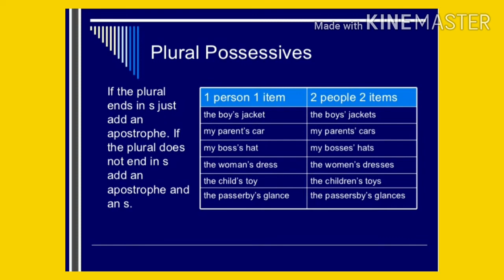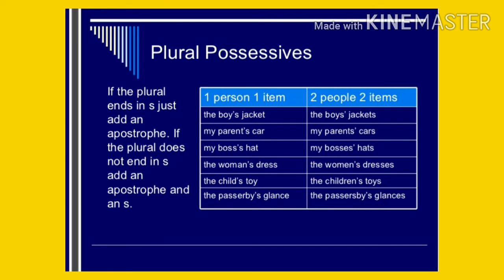Now let's have a recap and a revision with the plural possessive. Here I have highlighted two charts which can help you understand more about how to use the plural form for one person, one item, and two people, two items. Let's go with the first revision, an overview of the definition. If the plural ends in s, just add an apostrophe. If the plural does not end in s, add an apostrophe and s.